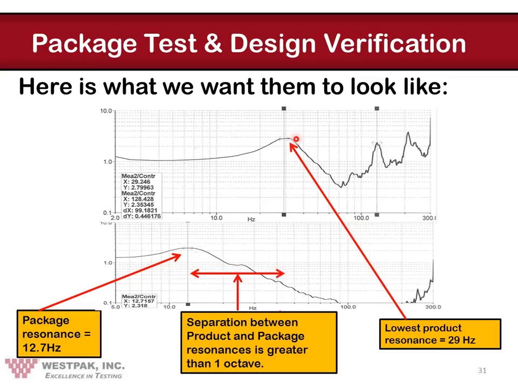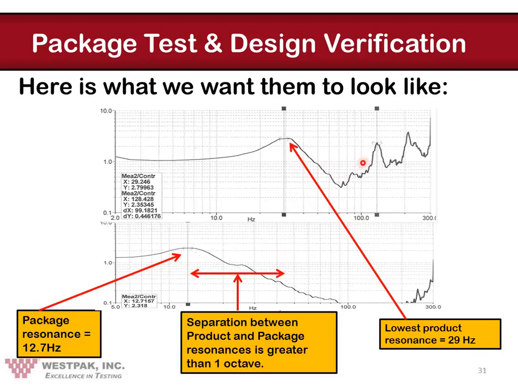So what happens here is that at the product natural frequency, 29 Hertz, you can see that the package system is attenuating. You can see that this line is below 1-to-1 over here, so it's transmitting less than half of the vibration input to the product at the product natural frequency. That's really what we're trying to do. That's the whole purpose of it. And when we get this 1 octave separation between the package and the lowest product resonance, then we have good attenuation for vibration.